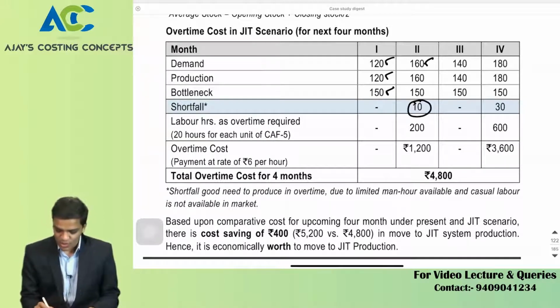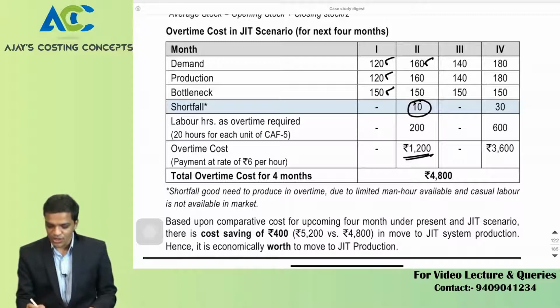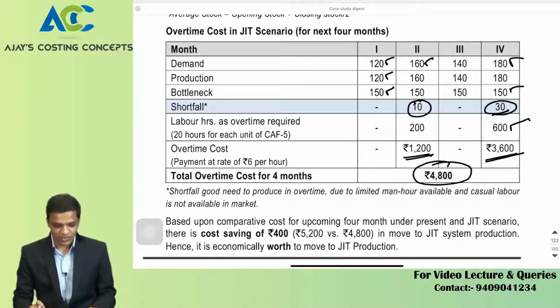So that is what my overtime cost would be. And over here also it is the same: 180 minus 150, so 30 would be required, 30 into 600 total hours, and 36 hours, so 4800 is the total overtime cost that would be required.